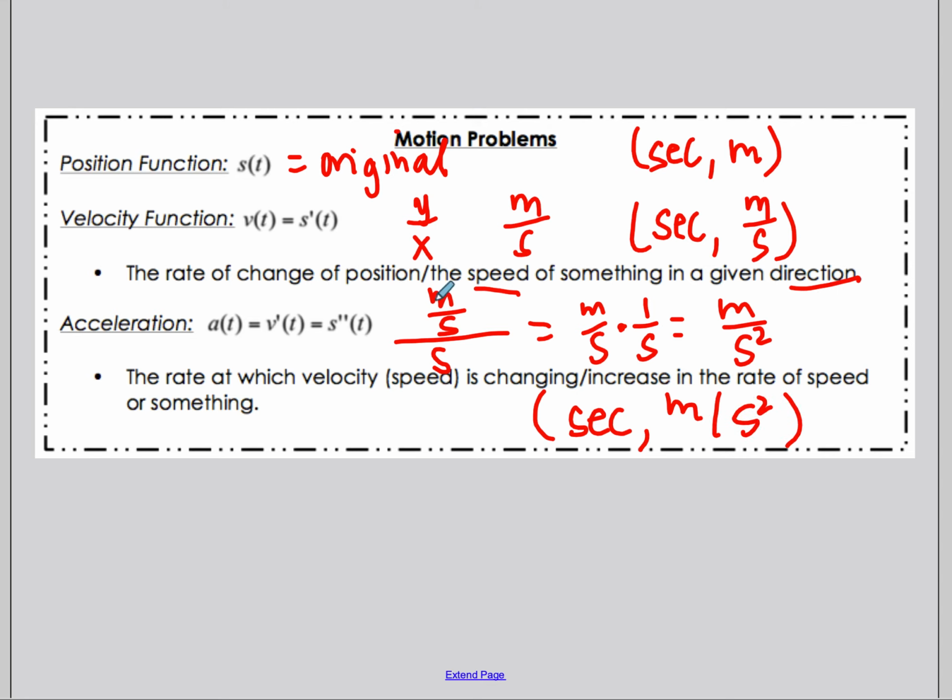Okay. So this is the idea of our motion problems. So position, your label of your outputs would be meters. Velocity is a form of speed, so it's meters per second, and acceleration is meters per second squared, okay, or units per second squared, whatever label you are working in. Okay, so that is the intro to your motion problems.